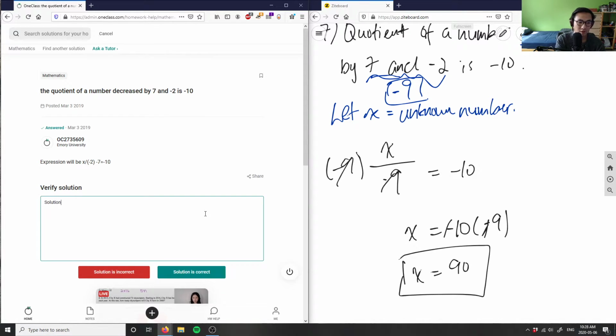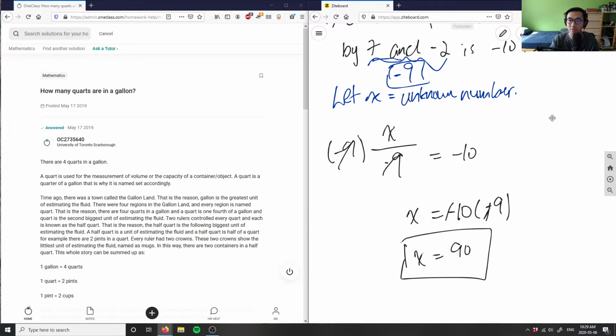So this solution, I'll say the solution is correct, however, incomplete. So I can say here x divided by, basically this here is -9 equals -10. And then I can say here x equals -10 times -9. So x here would equal 90 here. So I'm solving for the expression as well. So the solution here is, I'll say it's correct, but they forgot to solve for the solution here.